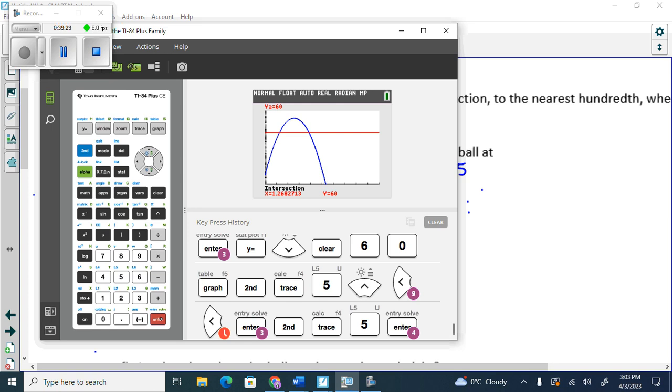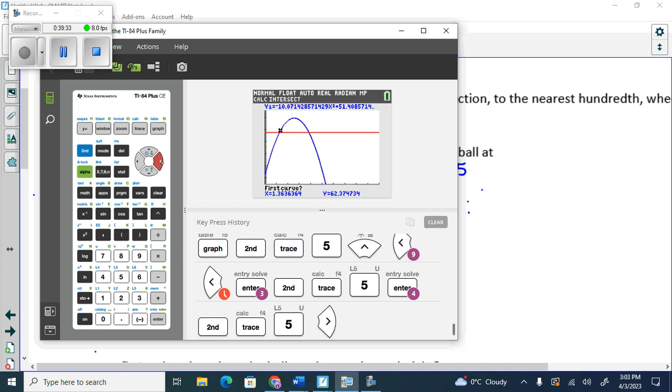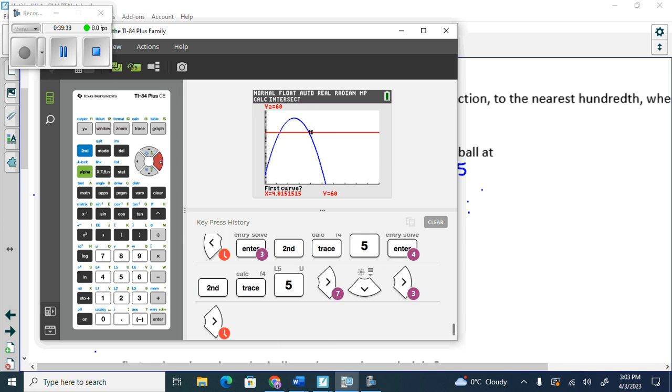So when I go to do it again, I have to go second, trace, 5, and move over to the other intersection. Get close to it. And then I go enter, enter, enter. So you have to actually move it, or it'll just keep intersecting at the same spot over and over and over. Okay? So that's 3.84 seconds.